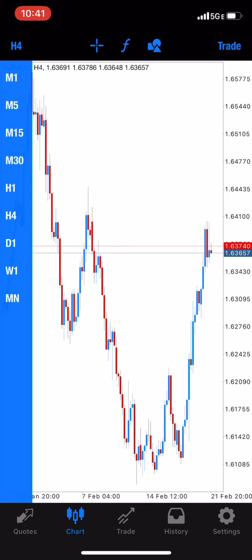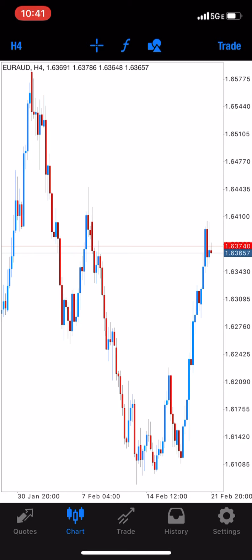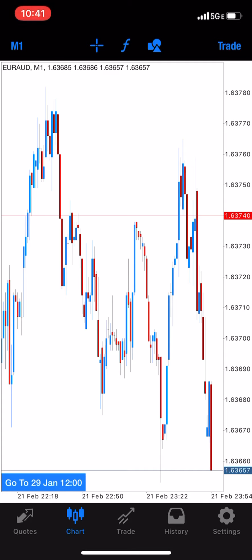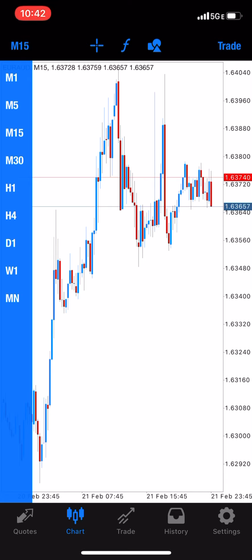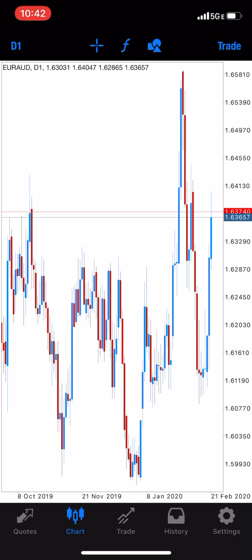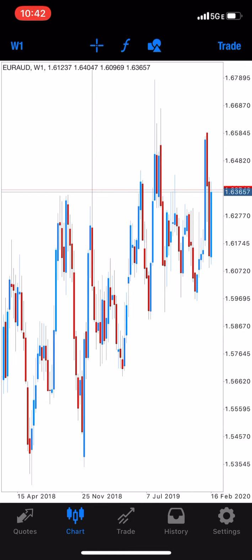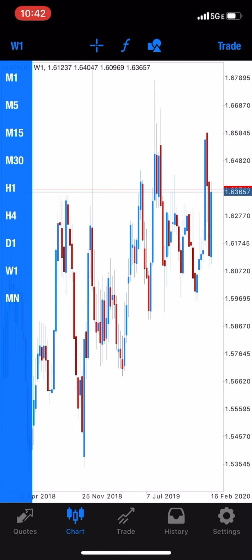We have M1, M5, M15, M30. The M stands for minute. So if we were on an M1, every single candle represents 1 minute of trading action. If we are on a M15, every single candle represents 15 minutes of trading action. The H stands for hourly, the D stands for daily, the W stands for weekly, and the MN stands for monthly.